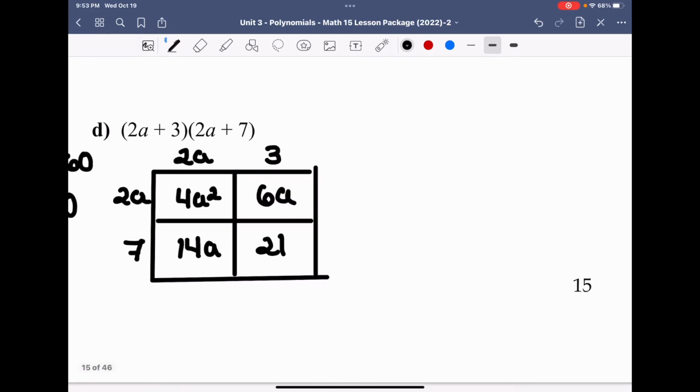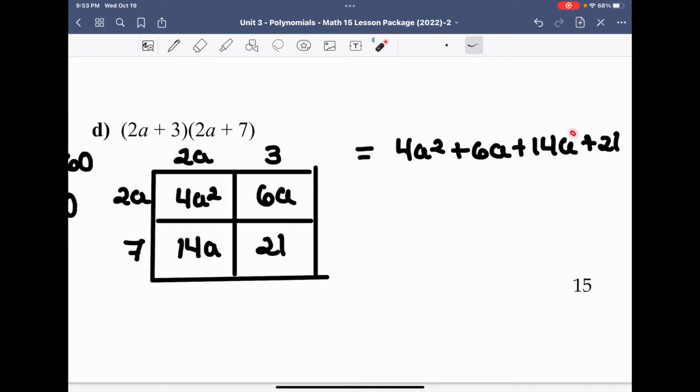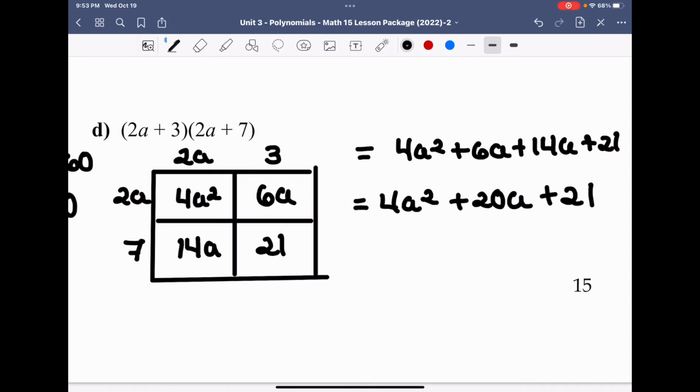Now off to the side, I can say this is all equal to, I'm going to carry those signs and add these all together, add or subtract depending on their coefficient. I have 4a squared plus 6a plus 14a and then plus 21. The only ones I can combine here are the ones with my a here. So my new answer is going to be 4a squared, 6 plus 14 is equal to plus 20a, and then plus 21. There is our solution there.